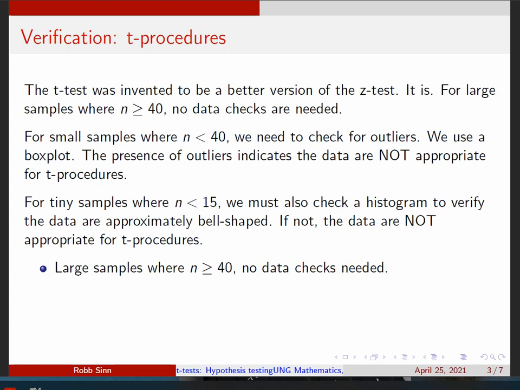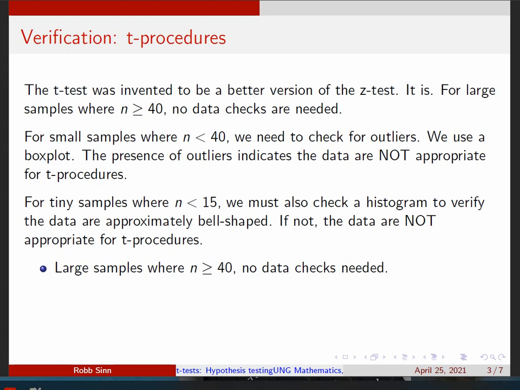So let's talk about the verification process for T procedures. The t-test was invented by William Sealy Gosset to improve upon the z-test, and he did make that improvement. So much so that for large samples, when n is greater than or equal to 40, we don't even need to do data checks. That means that the t-test will hold up even if the data aren't bell-shaped, even if there are outliers. Even in adverse circumstances, the t-test will work if the sample size is greater than 40.